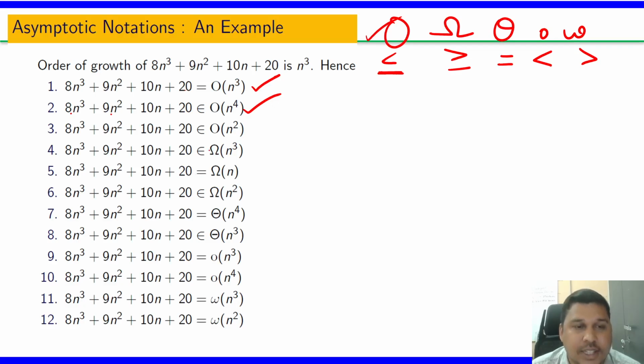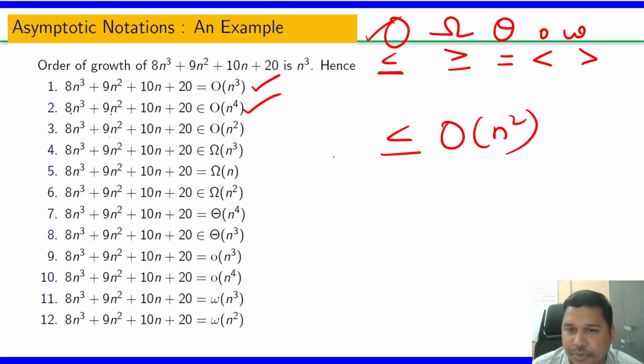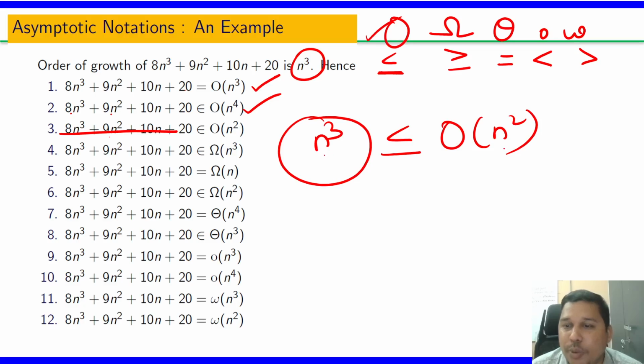Third one, 8n cube, 9n square, so on, belongs to order of n square. What is the order of growth of this side equation? It is n cube. So is n cube less than n square? No, I cannot write that. When he has used big O notation here, it means that the order of growth of the given function is less than n square.